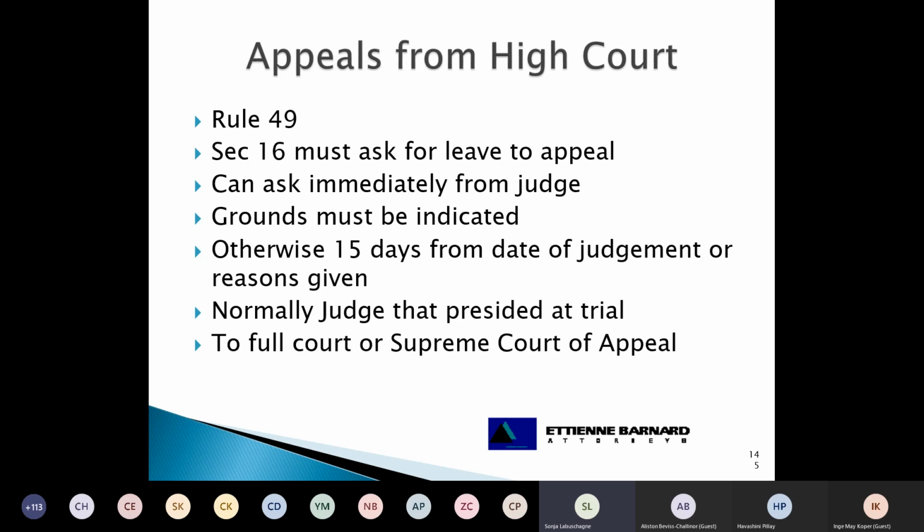If the High Court is your court of first instance, so either a summons or application, that would be heard by a single judge. If you then want to appeal, you have to go either to a full court or the Supreme Court of Appeal. Come back to that.